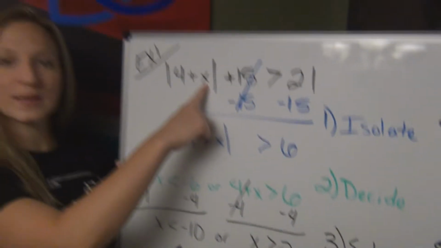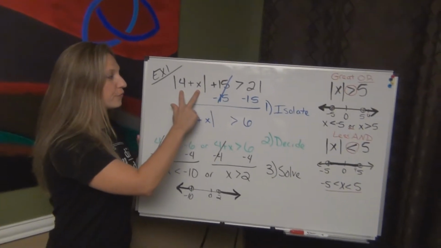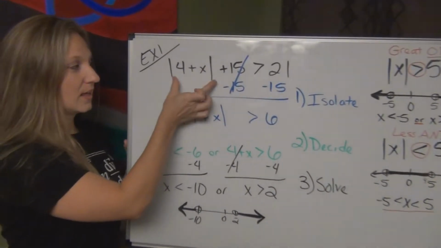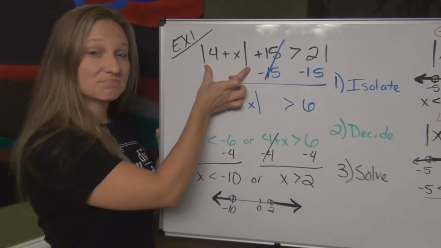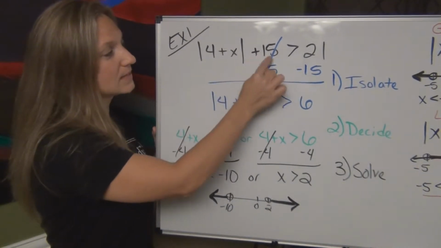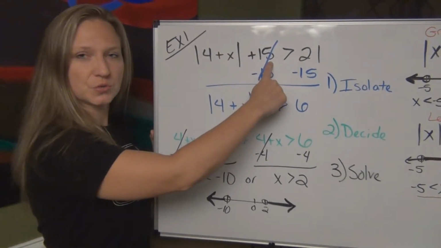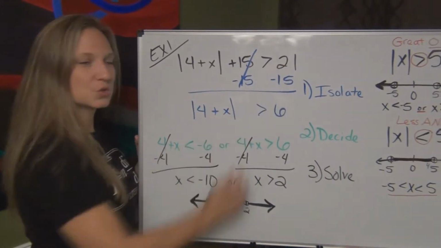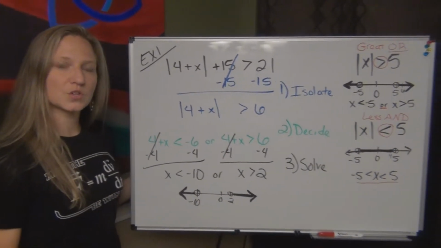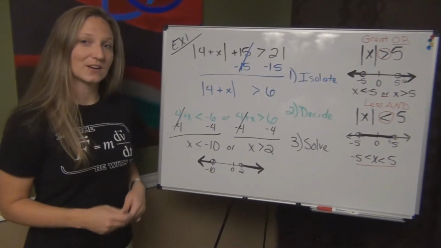So if I plug 3 back in for x, 4 plus 3 is 7. The absolute value of 7 is 7, plus the 15 is 22. Is 22 greater than 21? That's true. So we have correctly shaded the right areas.